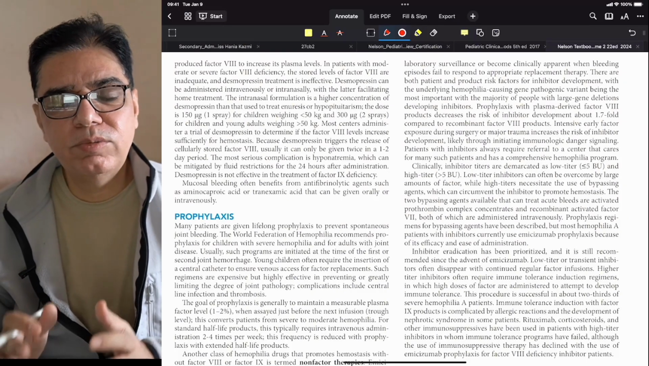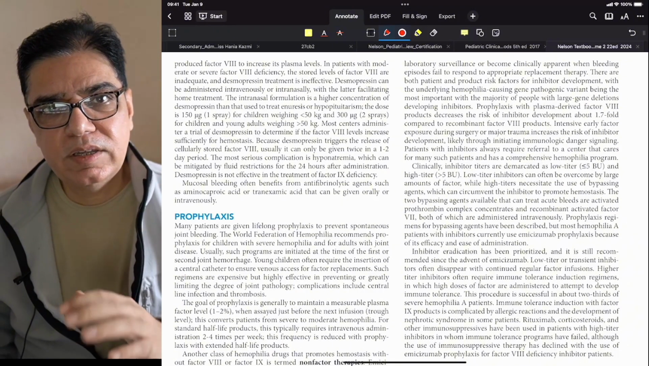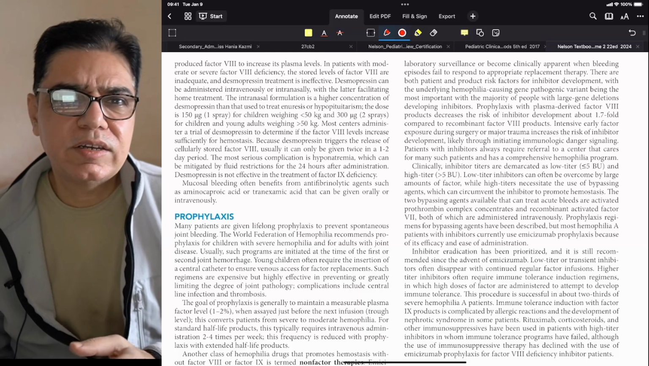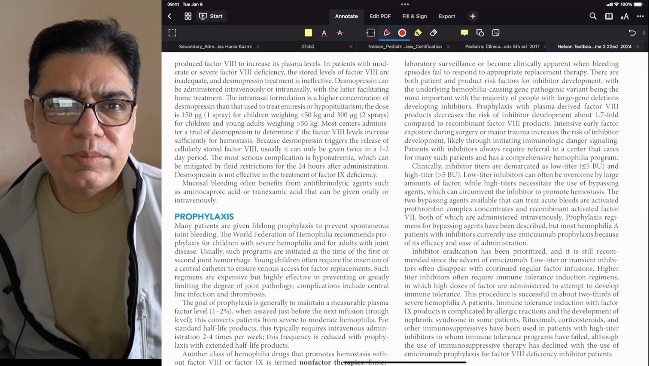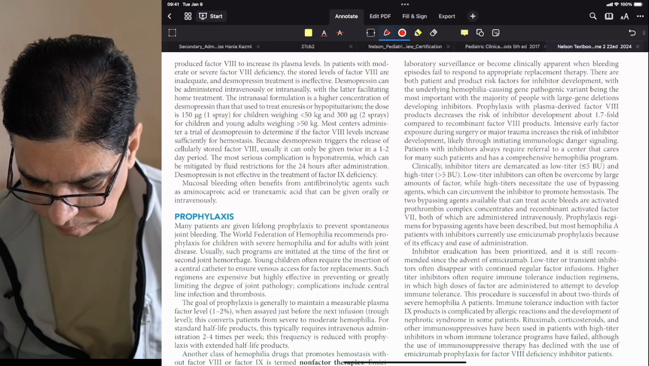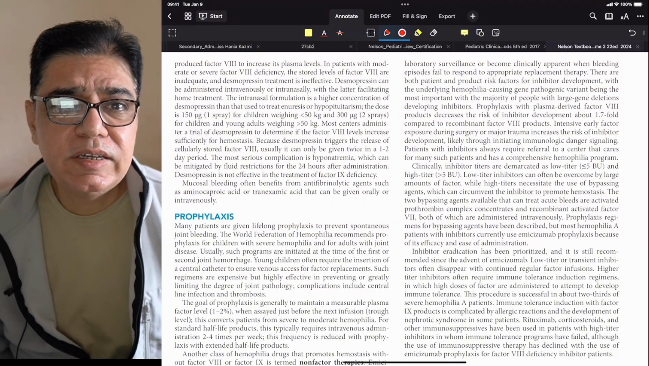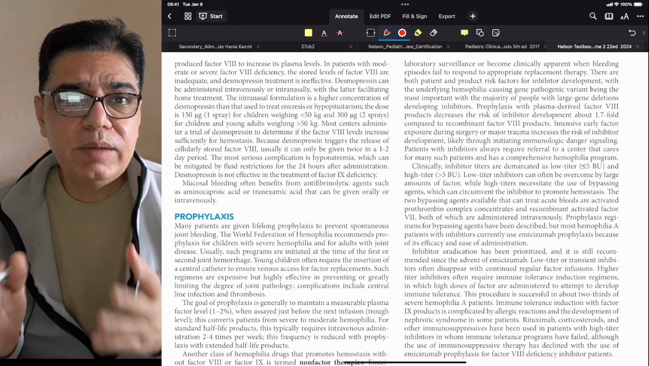in an ED setting, you should be more focused on controlling the bleeding and replenishing the factor so that the acute episode is addressed, and then the follow-up management can be done by the hemophilia teams or by the hematologists themselves. Now, an important concept in hemophilia is the development of inhibitors.